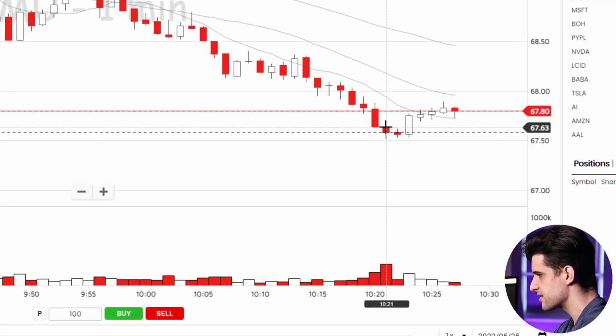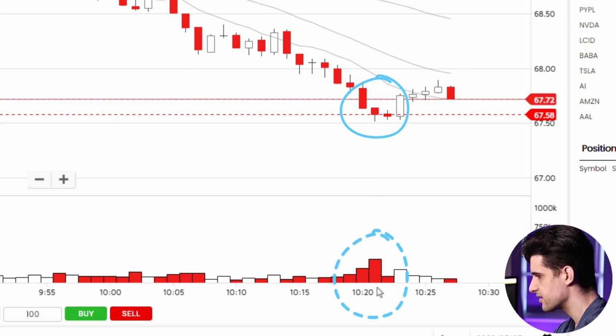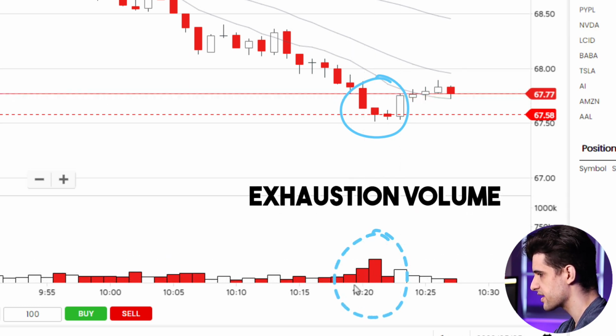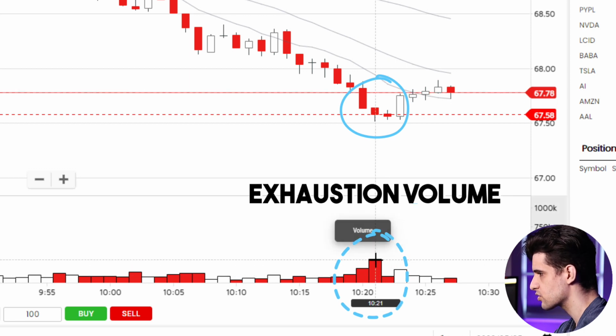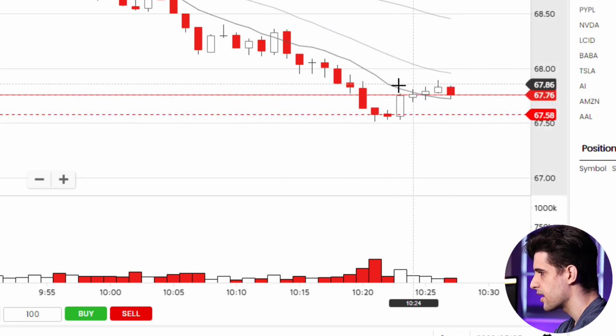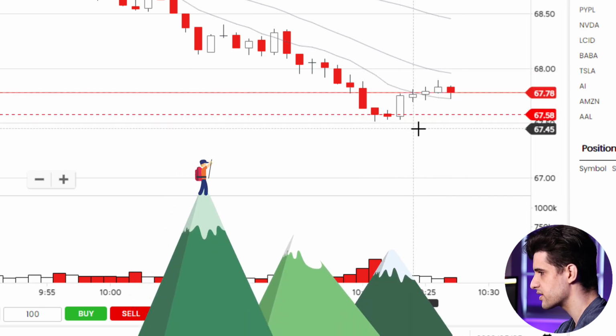You could also see that exactly around this level or around this area, we're having an increasing volume. This is what we call exhaustion volume. And this is a great confirmation that this is an area of interest where the stock could pull back or reverse from. And you could see that it is actually pulling back or reversing from this area. And that is the first confirmation that you want to see when you are playing the Mountain Pass strategy.